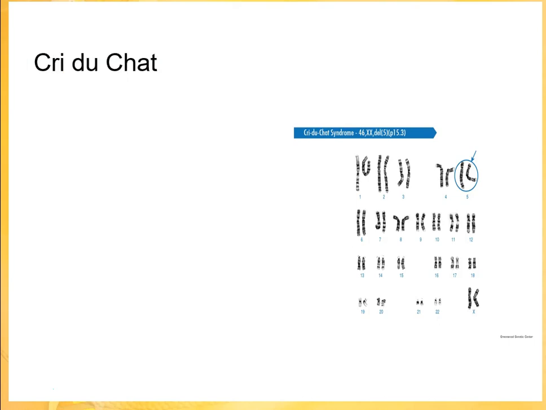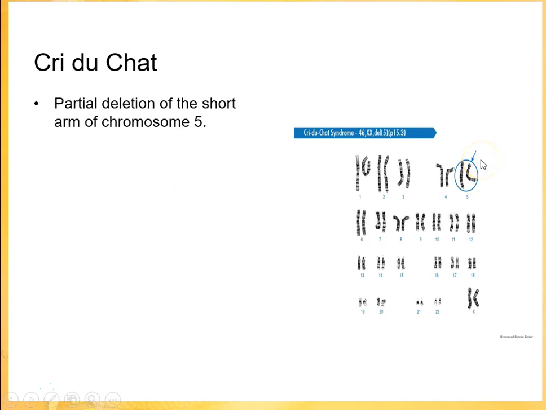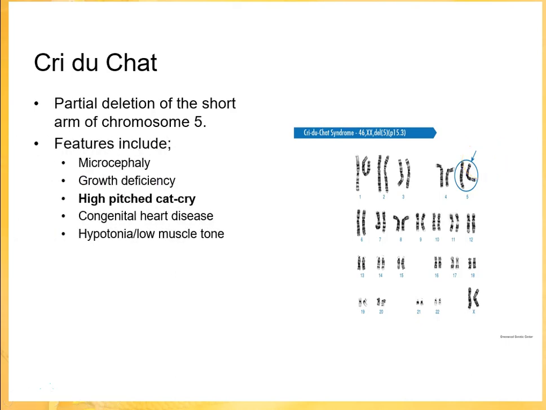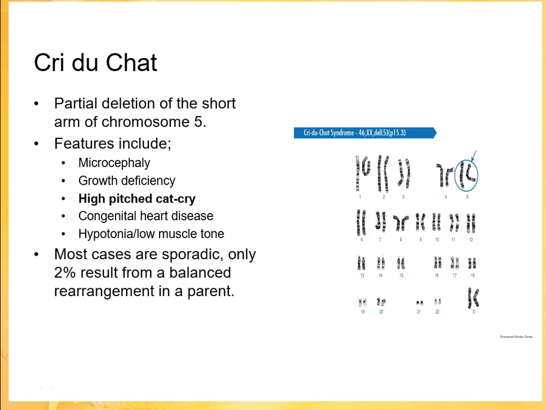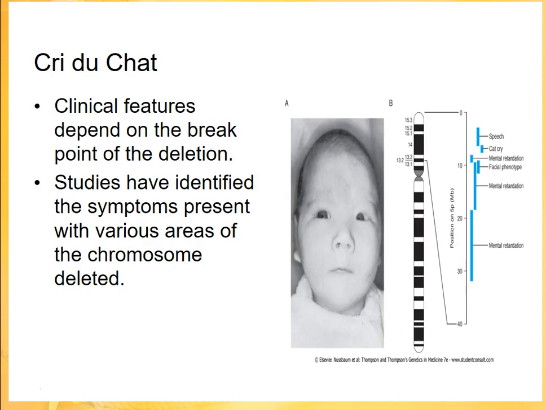Partial chromosome loss. So Cri-du-Chat syndrome, this was originally described in France. These babies have a very high pitched cat-like cry, and it's caused by a very small deletion on the terminal end of chromosome 5. So they have microcephaly, growth deficiency, this high pitched cat-like cry, congenital heart defects, and low muscle tone. Most cases are sporadic. About 2% are a result of a balanced rearrangement from one of the parents.